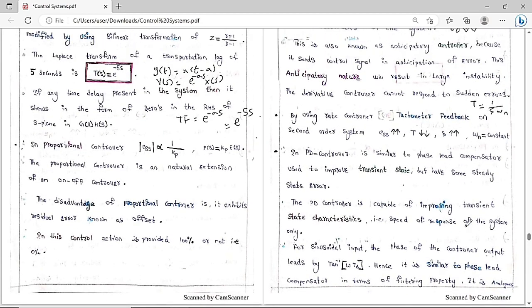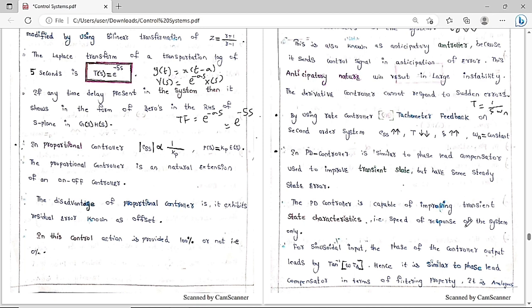The next point is the PD controller is similar to a phase lead compensator, which is basically used to improve the transient state but has some steady state error. I've already told you the PD controller is nothing but a phase lead compensator. It is basically used to improve the transient state characteristics only, but has some steady state errors.